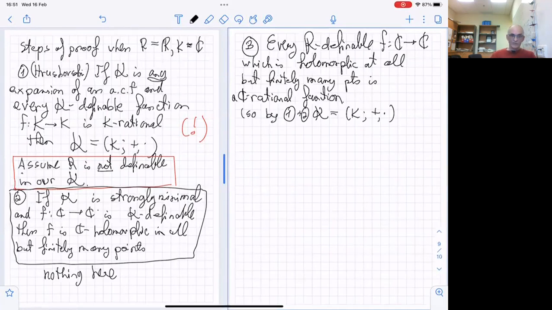Every definable function is holomorphic almost everywhere. So it's rational. So by Warshawski, every definable set is constructible, so the structures are the same. So this is over the complex numbers. So now what I want to do is to try to say something about how one will go about proving 3 over the complex field.